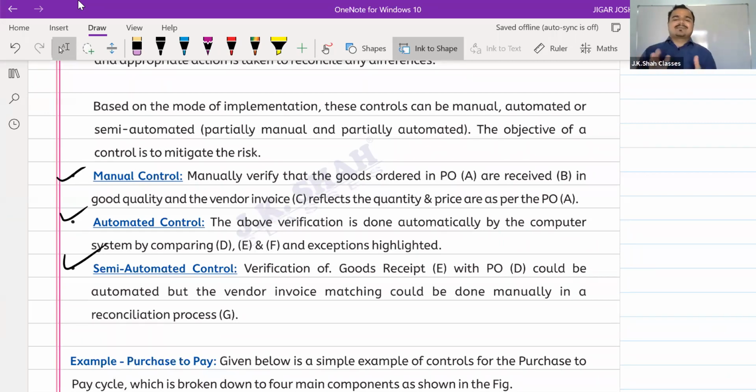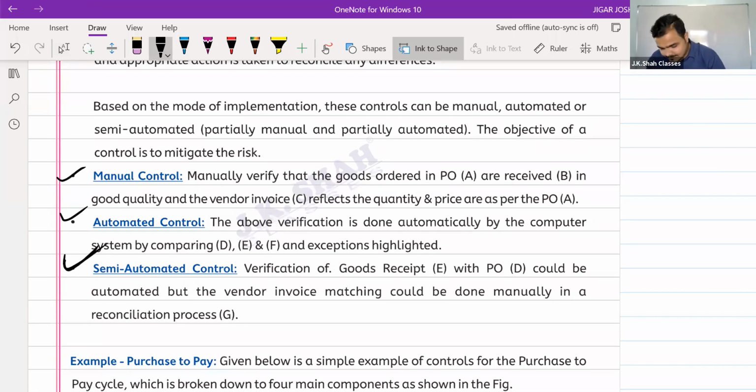Now, this entire transaction, my dear chartered, is calculated automatically. Understood? Yes, sir. That is pure automated control. Agree? Yes, sir. Sometimes, people, we need to check manually also, and we need to check through a computerized system also. So when we use technology and physical controls together, they are called semi-automated control. Understood? Yes, sir. So how many controls are there? Sir, three. Number one, manual controls. Number two, automated controls. And number three, semi-automated controls.